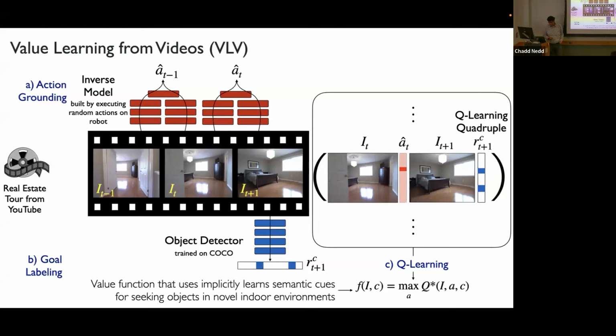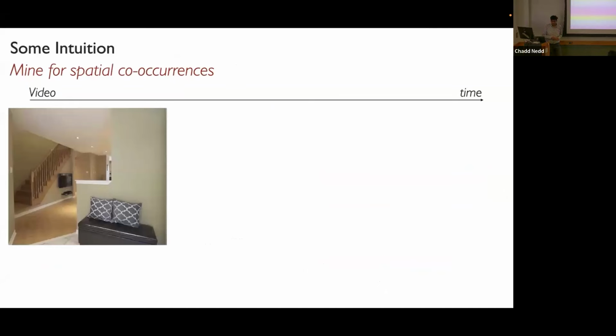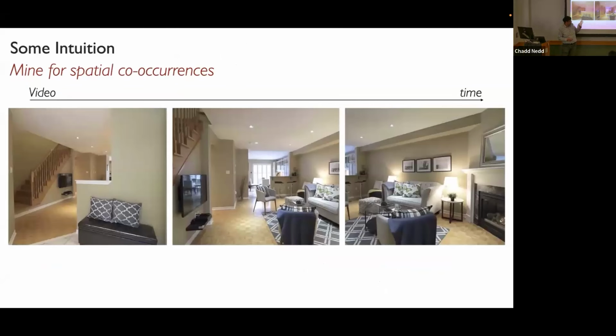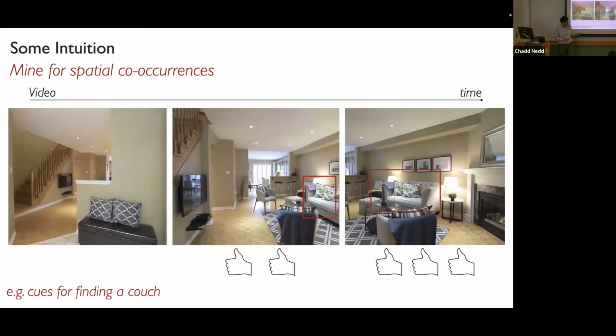Here's some intuition for why this works. If you have this video, these are three frames from it. If you're trying to look for a couch, and you are in the third image, life is pretty good. You see a couch already. If you are in the second image, things are actually not so bad, because you kind of see the couch, and you can quickly get to it.